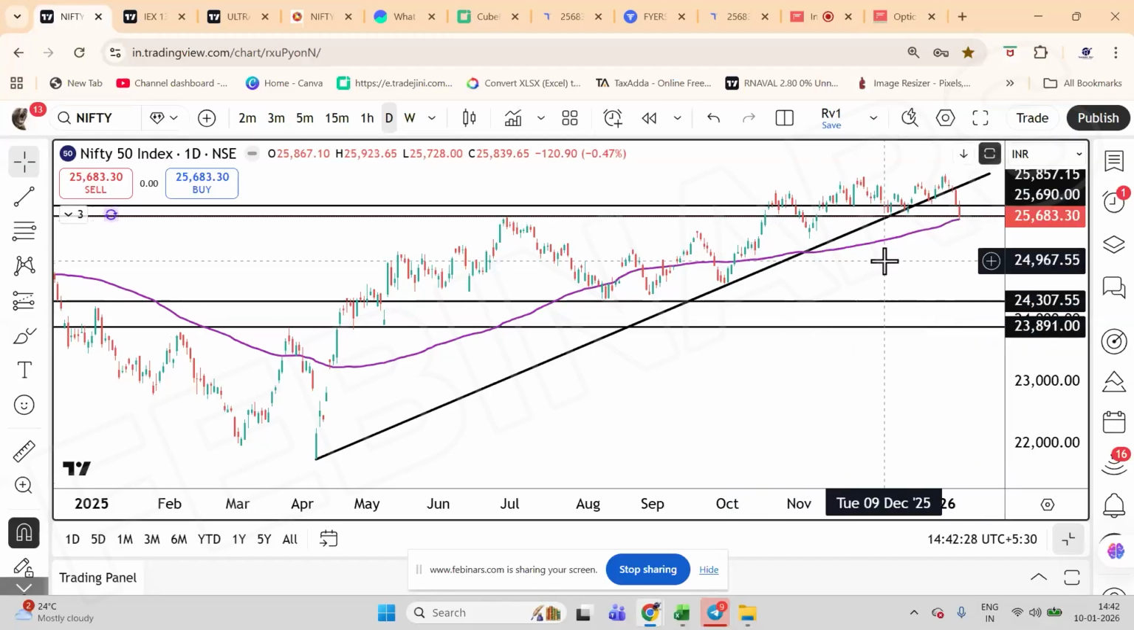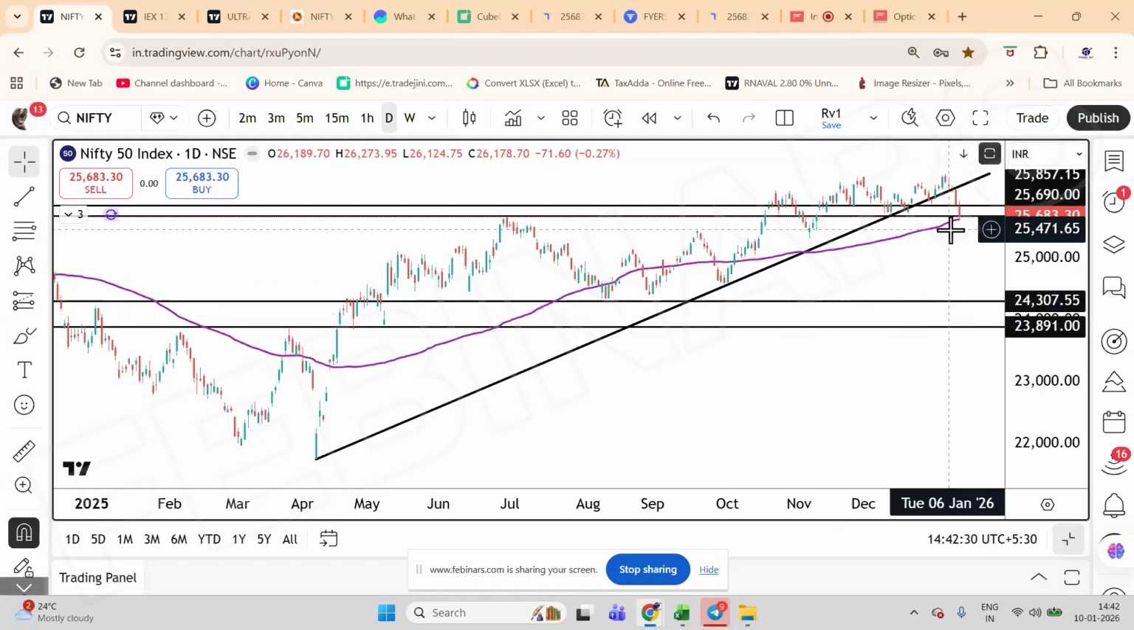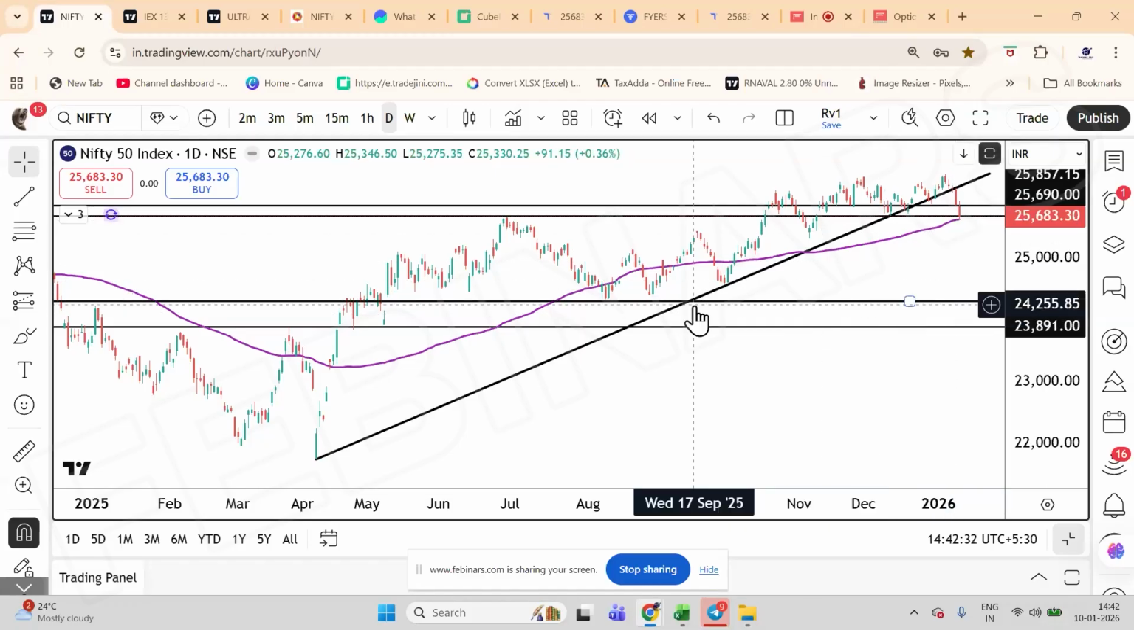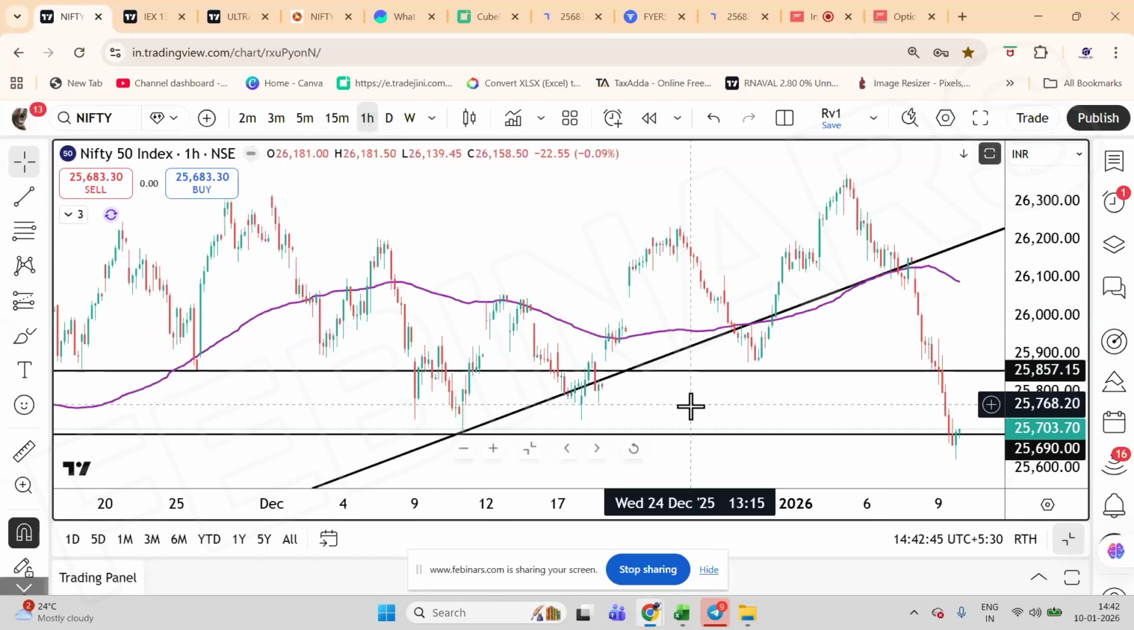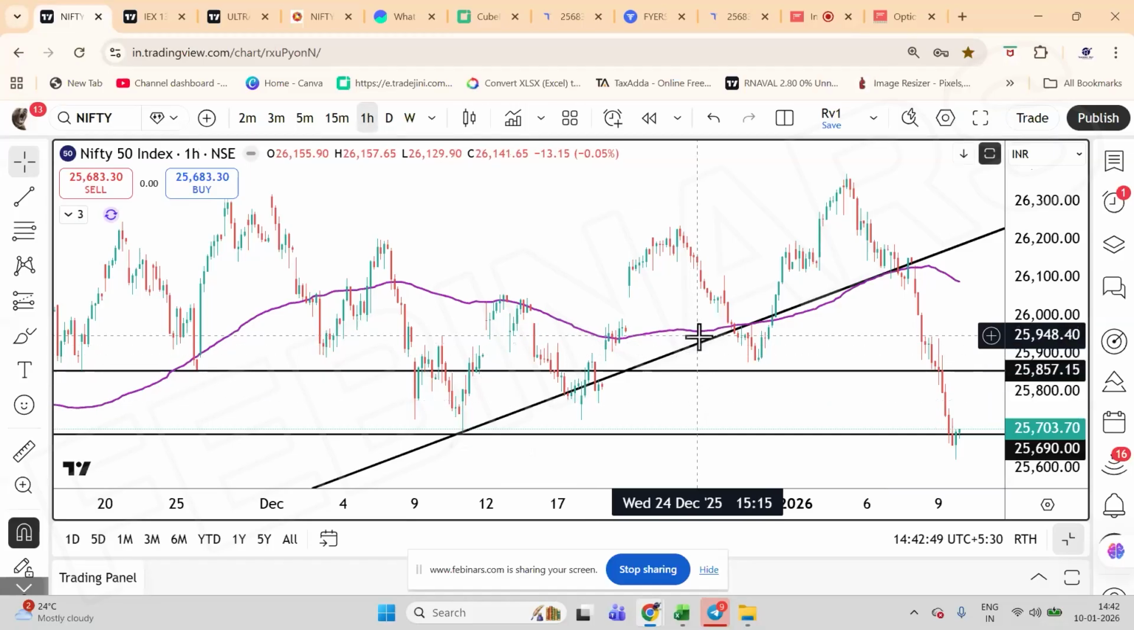So 25,840 to 880 becomes a major hurdle until it crosses. We are not out of the woods. Any bounce would be sold. Nothing has changed. The broader structure is still weak. Any small pullback also, unless 25,940 is crossed, even 850, 840 levels.